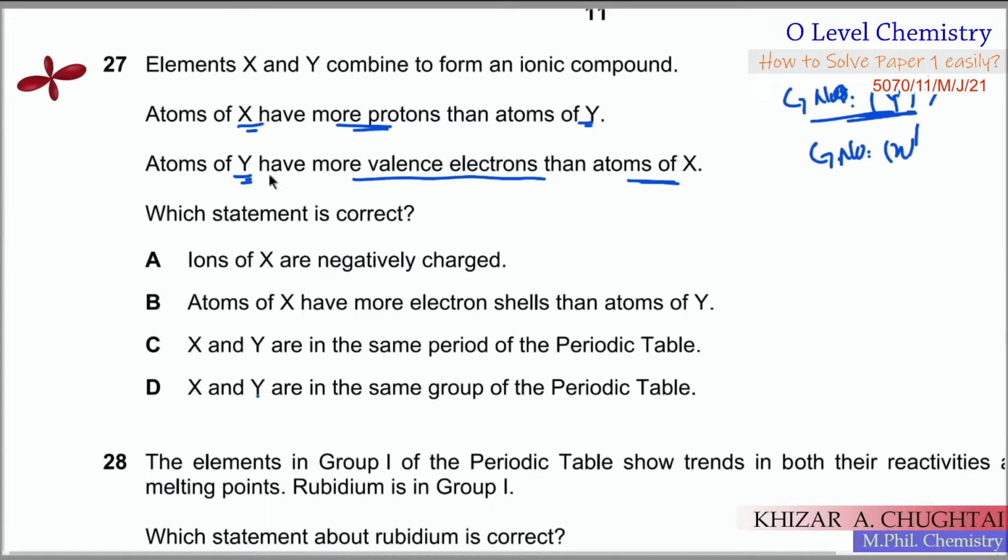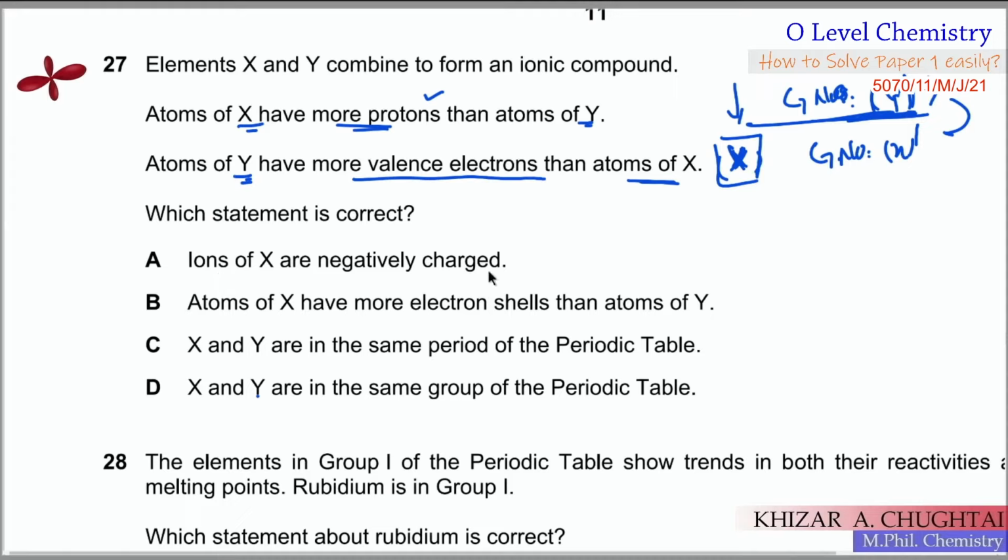And X is having more protons, so it may be in the next period, and it may be on the side of the metals. It is having more protons, meaning it has a higher atomic number, so it will be in the next period, but it has fewer valence electrons, so it will be on the metallic side, on the side of group 1, group 2 or group 3 metals. So we can now check the answer options of the question and we can reply.